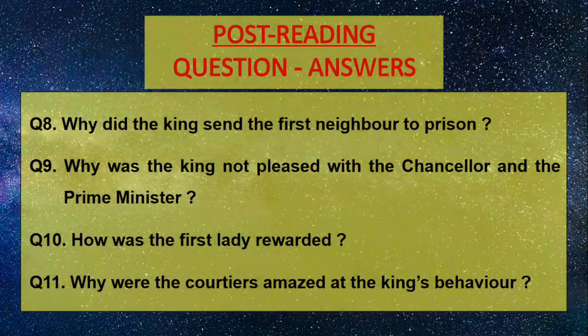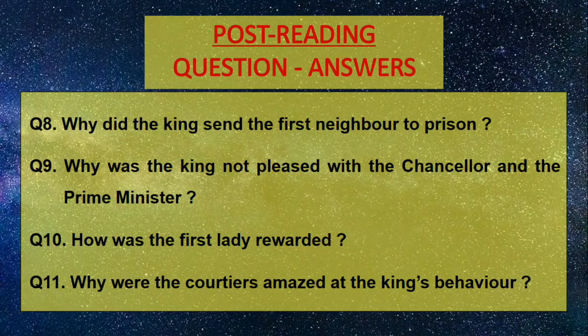Dear students, in post reading activities, now we will do the remaining question answers. Please listen carefully to these questions, and you need to keep a notebook and pen with you and write these questions in your notebooks. Question: why did the king send the first neighbor to prison? I am repeating the question. Why did the king send the first neighbor to prison? Next question is, why was the king not pleased with the chancellor and the prime minister? I am repeating, why was the king not pleased with the chancellor and the prime minister?